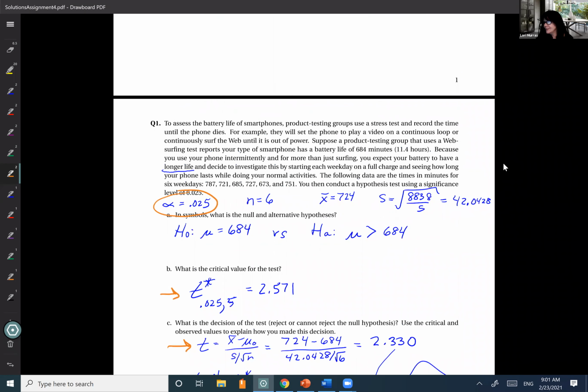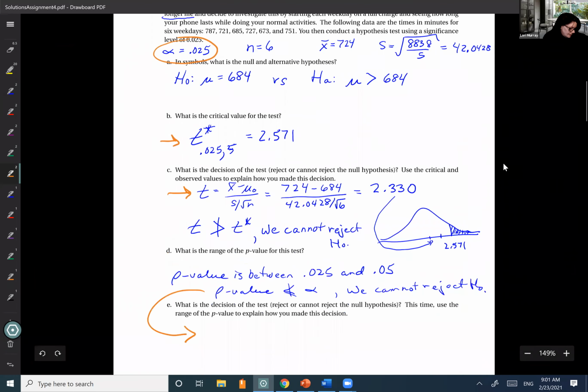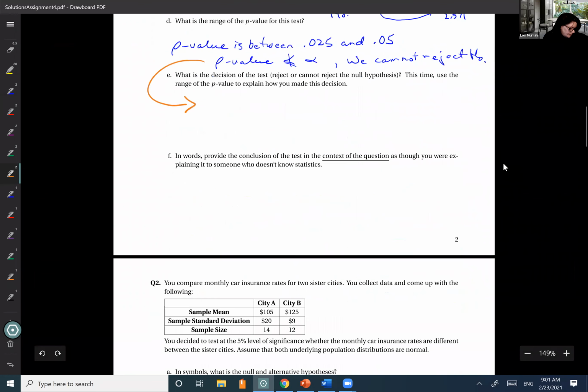Okay, any questions with that? I think I wrote it here formally for the TAs to mark. The battery life of the smartphone is not longer than reported by web surfing, or another way to say that is the battery life of the smartphone is not different than 684 minutes, or not longer. Okay, so question 2.